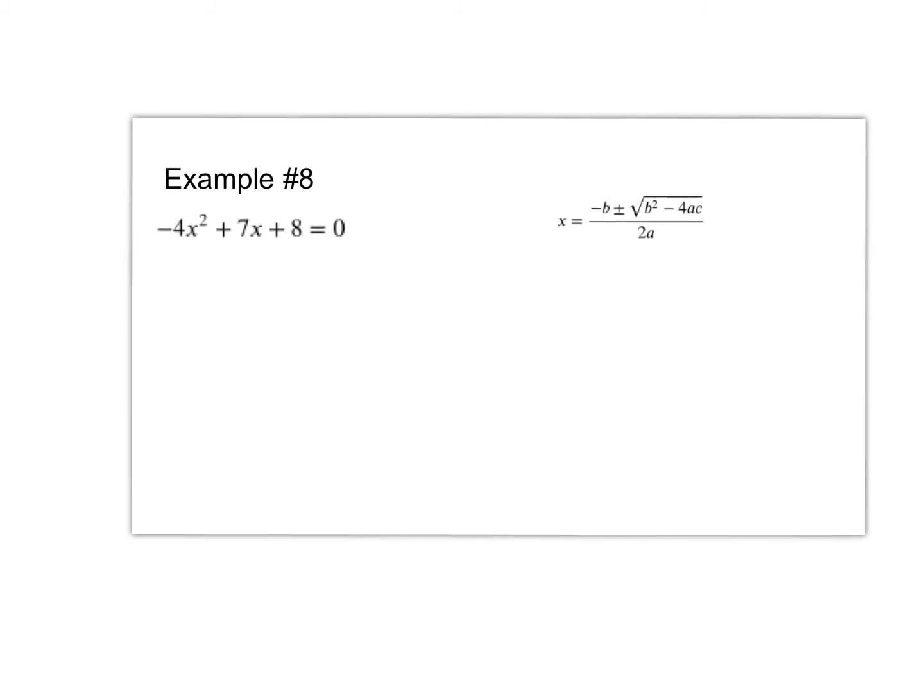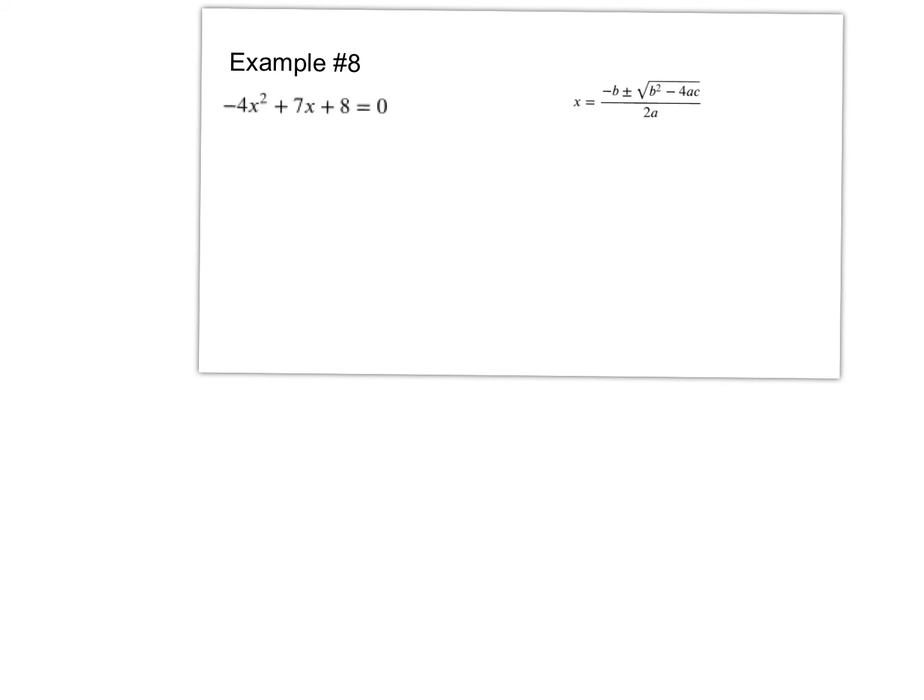All right, let's take a look at this one. First things first: does one side of the equation equal 0? Yes, it does. If it doesn't, you need to move pieces around. Okay, so let's label our A's, B's, and C's. So here's your A. Here's your B. Here's your C.